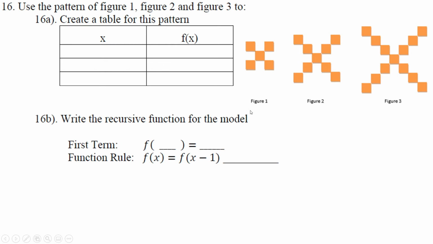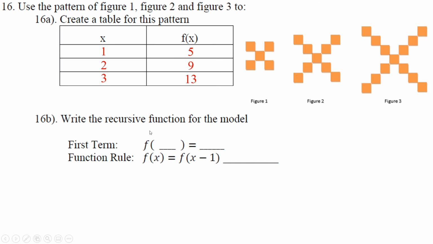Okay, easy. My inputs would be 1, 2, 3, and my outputs would be the number of squares I see in each diagram. So let's start with our first input, figure 1, x equals 1. And how many dots do you see? 5. In figure 2, how many dots do we see? 9. And in figure 3, how many dots do we see? Well, I'm going to count these like this. 3, 6, 9, 12, and that center dot would be 13. 13. There we go. There's our table.